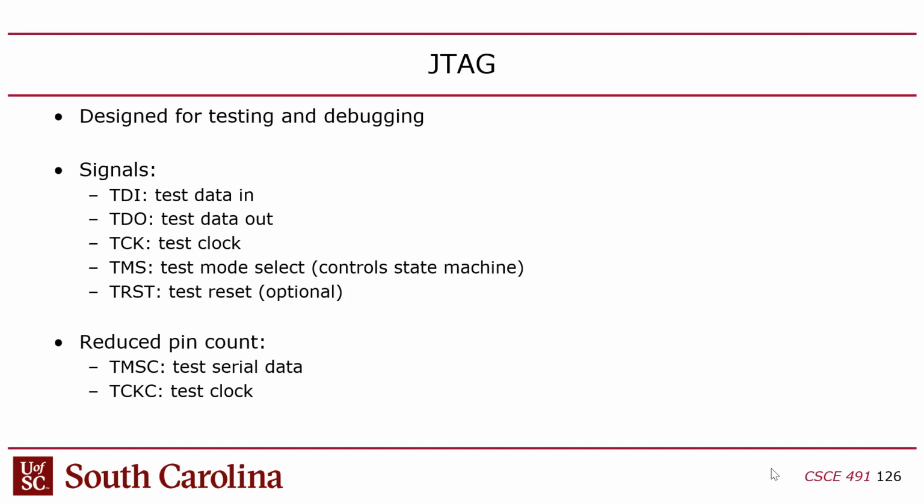JTAG is a standard that has a bunch of options. Usually when you see JTAG, there are only 4 pins, but there are some optional pins. There's test data in, test data out, test clock, so it's synchronous obviously, and test mode select. When you look at that at first, you might say, wait a minute, that's SPI. Test data in is MISO, test data out is MOSI, test clock is SCLK, and TMS is the slave select. Well, not exactly. It looks like SPI, but it's actually much different in the way that it works.